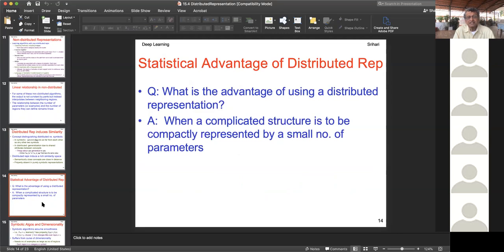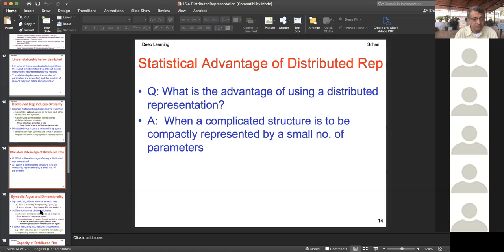So what is the statistical advantage of using a distributed representation? It is that a complicated structure can be compactly represented by a small number of parameters. Although we struggle with a large number of weights in a neural network, that is nothing compared to the kinds of concepts we're trying to capture. So with a small number of those weights, we can capture very complex concepts.